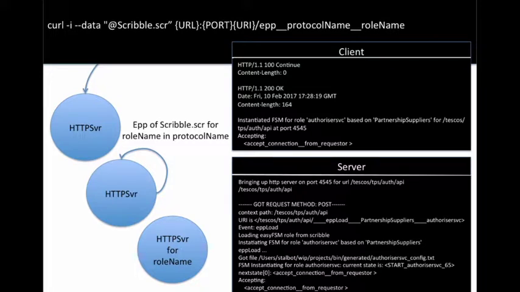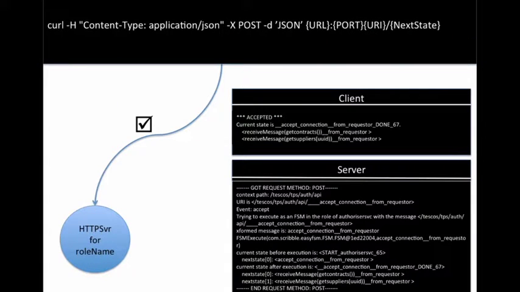Once it's received that Scribble file and it's done the endpoint projection, so it's behaving as an HTTP server for that role name, then it can accept messages of a particular form. And that form can be whatever you need it to be. And it then cycles through the finite state behavior and accepts only those messages that it's allowed to. When it accepts on the client side, it responds and says, hey, I've done that. But by the way, these are the things I can do next.